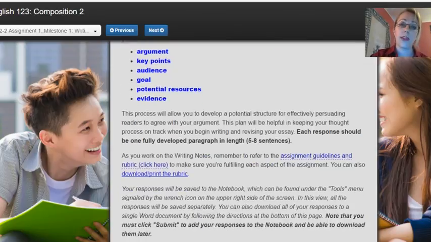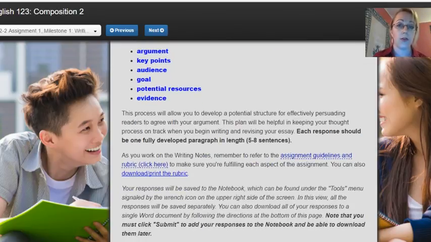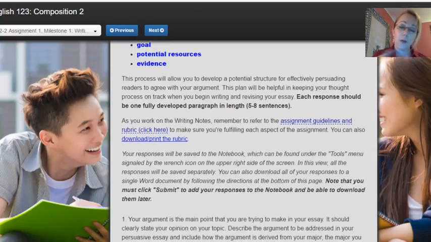We want to be thinking about our audience. Remember, audience awareness is really important. I am not the only person in your audience. Who are you trying to convince? Who are you trying to persuade? We also want to think about the goal of our overall paper, as well as start thinking about those potential research resources that we just mentioned, as well as the evidence that we're going to be using from them. And we're going to be answering prompting questions to kind of reach and hit these points.